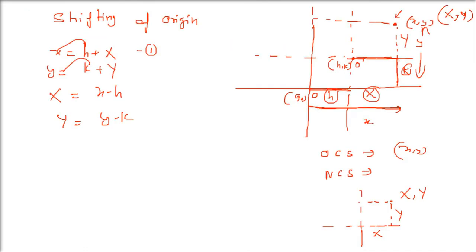Let us take an example. At what point is the origin shifted if the coordinates of a point 4, 5 become minus 3, 9? Origin is 0, 0. Where should it be shifted so that 4, 5, which was small x, small y, becomes capital X, capital Y, equal to minus 3 and 9? The 4 and 5 were small x and small y with respect to the initial origin. Now it has to become minus 3 and 9. So what are h and k? That is what we have to find.